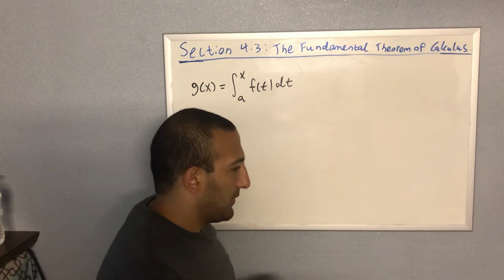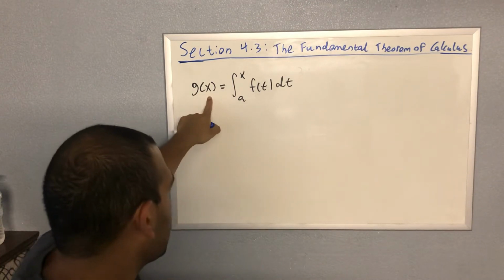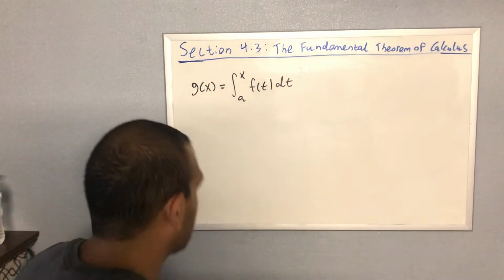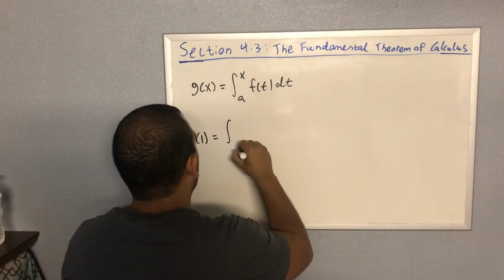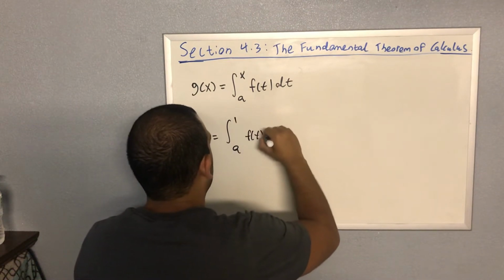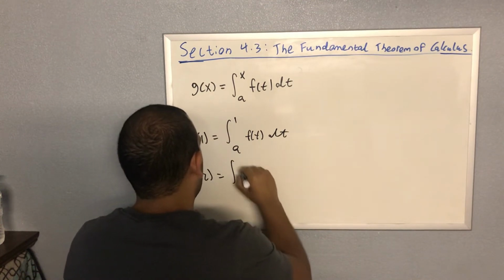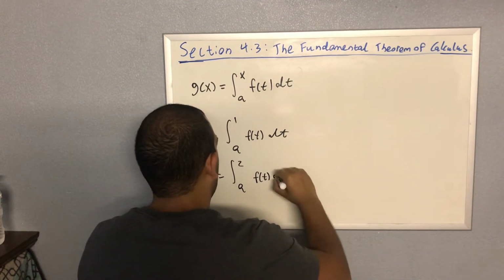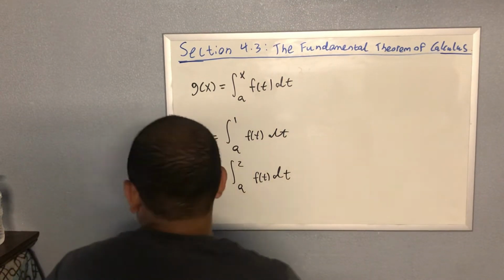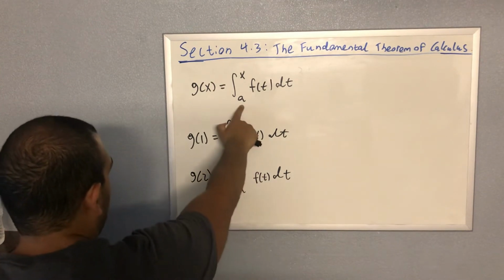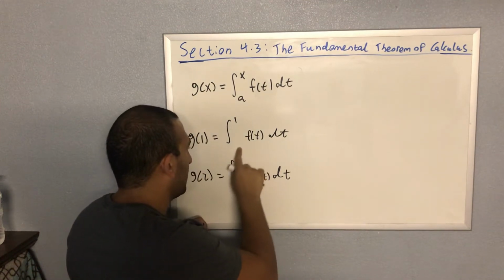Now, if you think about what a function is, once I give you a number x, you should be able to give me an output, right? So for example, g of 1 would be the integral from a to 1 of f of t dt. G of 2 would be the integral from a to 2 of f of t dt. And let's just suppose we fix some value for a. Let's suppose that we just say a is 0, whatever.